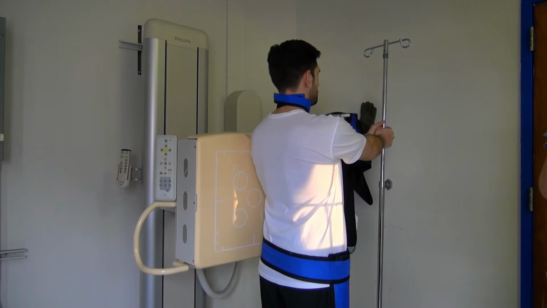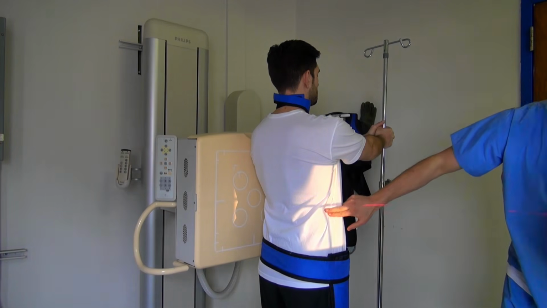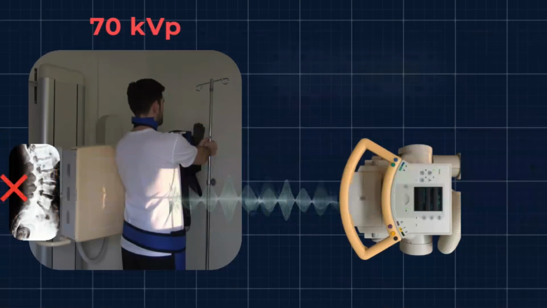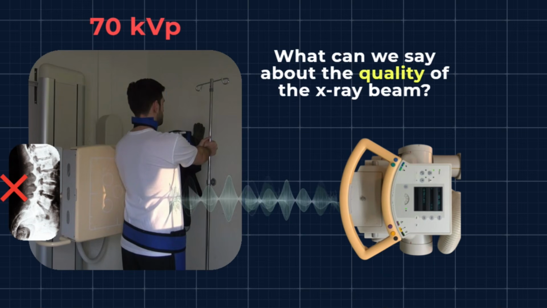So let's say we were going to X-ray a patient's lumbar spine and we have them in a lateral position. Well, if we set our kVp factors too low, say 70 kVp, then what we're doing is lowering our frequency, lengthening our wavelength, and therefore lowering the penetrability of our beam. If we do that, what do you think will happen? Well, fewer X-ray photons will pass through our patient and reach the image receptor. What can we therefore say about the quality of our beam in this case? That it is a low quality X-ray beam.